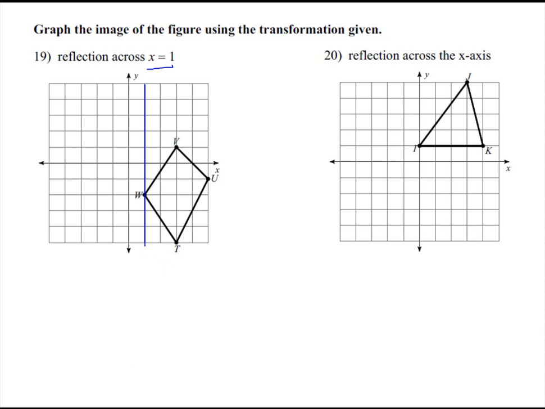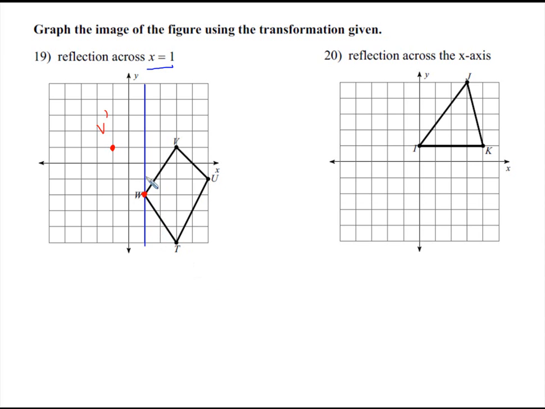So there's our line. Then all you really have to do is count the points and see how far they are from the line. For example, V here is 2 points to the right of the line. So if I go 2 points to the left, I know that's where V prime will be. W is actually on the line, so it will just stay right there. W prime will be right there as well.